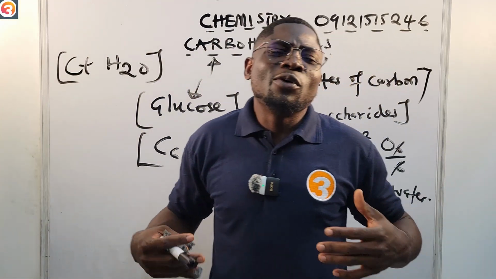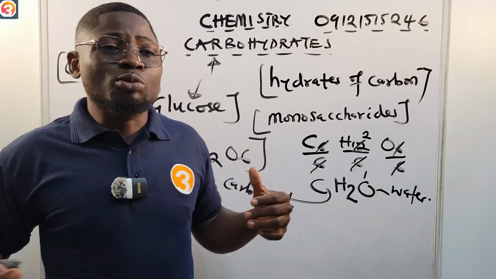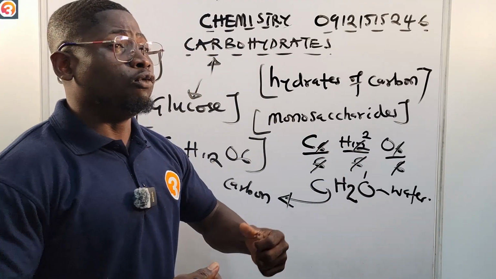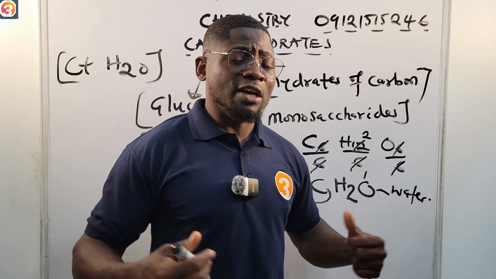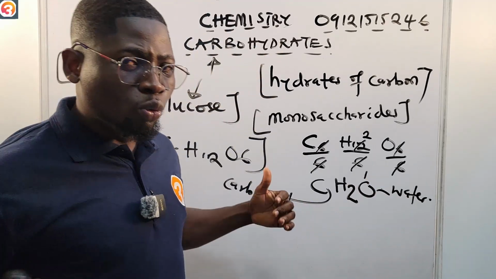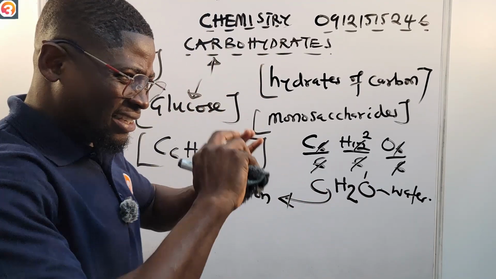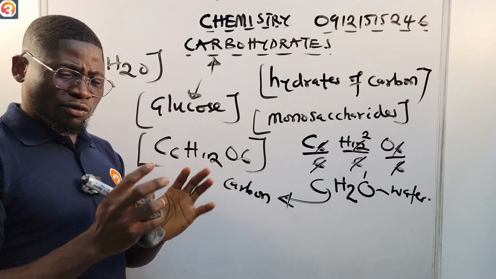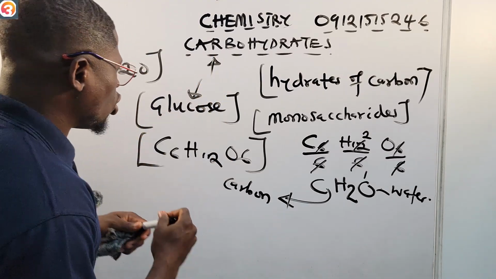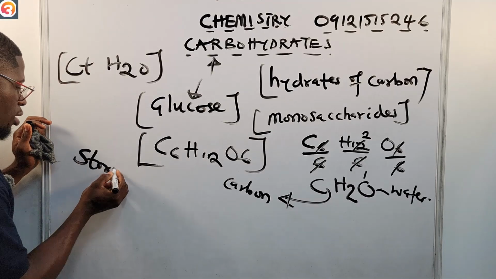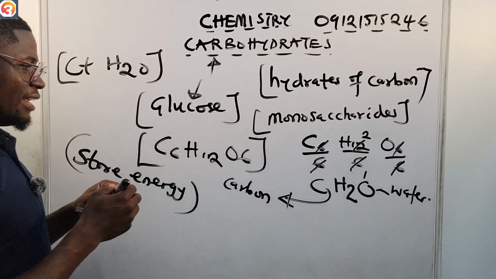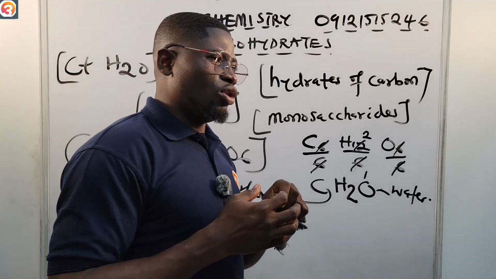That's why whenever you eat a bar, you see your belly all full, you get strength. If you want to eat fufu, you load yourself with fufu so that you have power to do work. So glucose and carbohydrates are very, very useful. They are used to store energy. We use them to store energy.